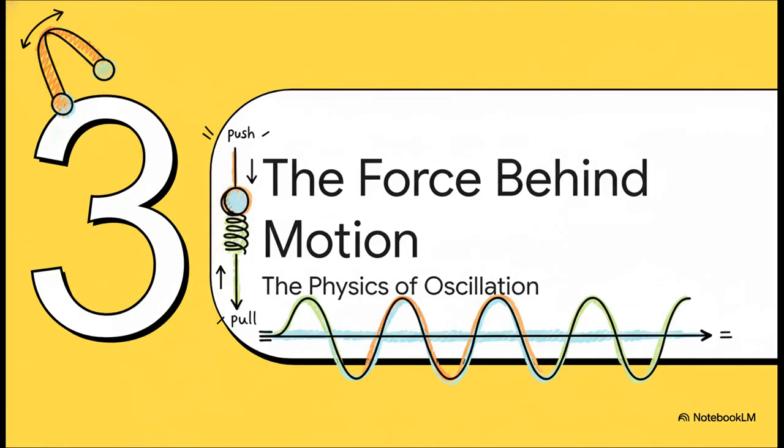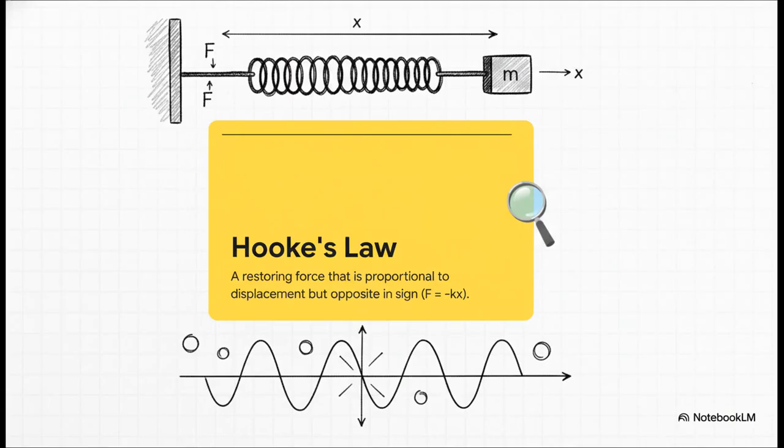So we've done a great job describing the motion. But what's actually causing it? What's the physical force behind this perfect back-and-forth dance? Well, the classic example, the one you see in every textbook, is a spring. Hooke's law tells us that the force from a spring is equal to its displacement x times a spring constant k, which is just a measure of its stiffness. But that minus sign, that's the crucial part. It tells us the force is always a restoring force, always pulling back towards the center. This is literally the engine that drives simple harmonic motion.